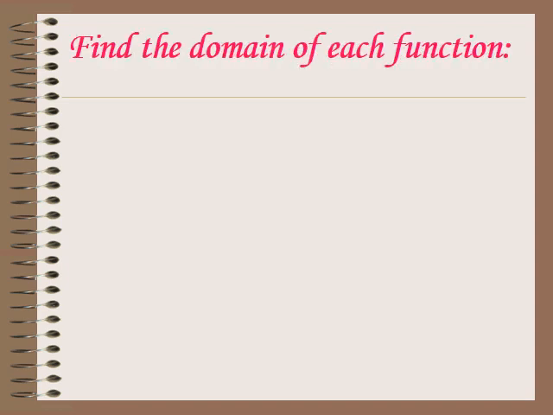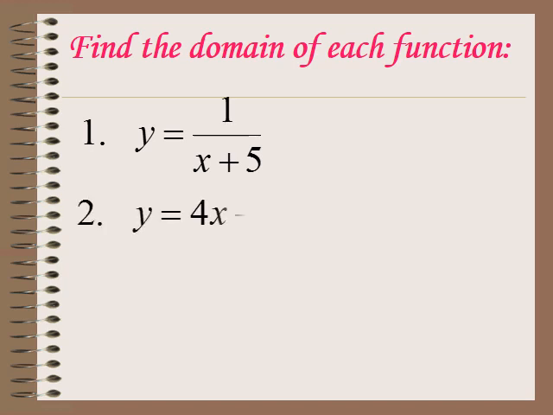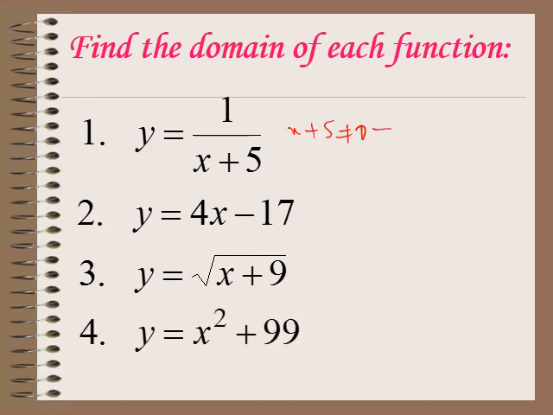Find the domain of each function. Number 1: y equals 1 over x plus 5. So x plus 5 is different than 0, then x is different than minus 5. Then the domain of definition is from minus infinity to minus 5, union minus 5 to infinity.